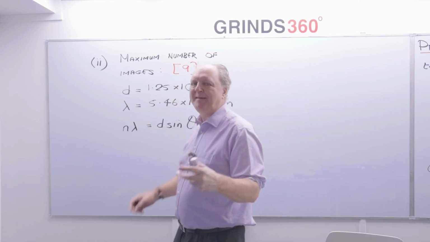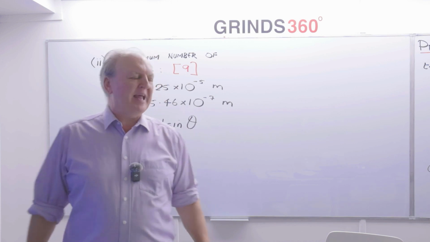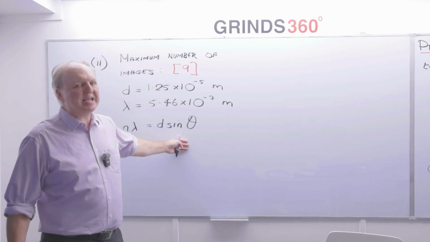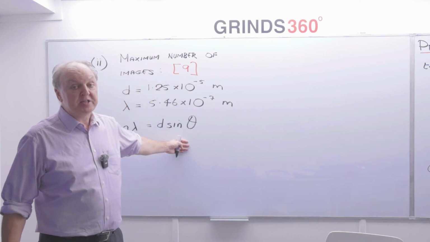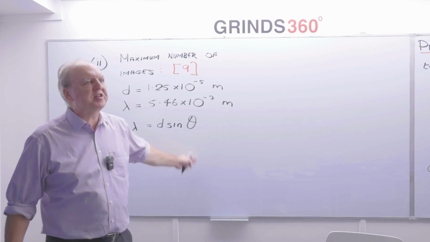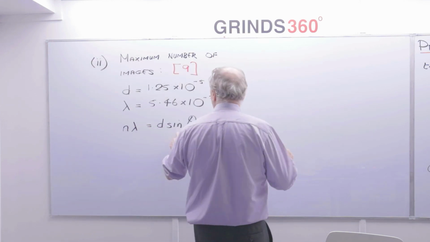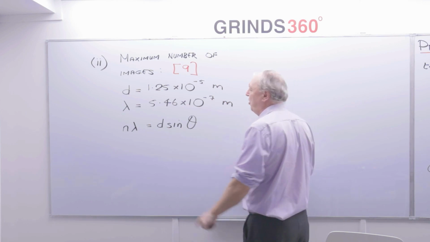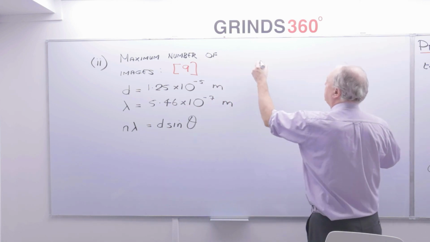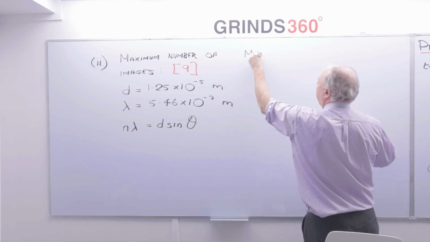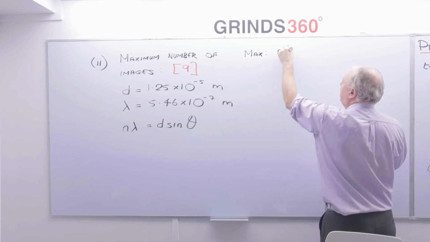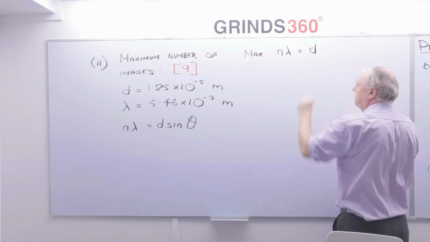How do I get the maximum number of images? Well, I ask myself, what is the maximum value of sine theta? The highest value that sine theta can be is 1. So basically what I do is I put sine theta equal to 1, and therefore, to get the maximum number of images, the formula I'm going to use is n lambda is equal to d.